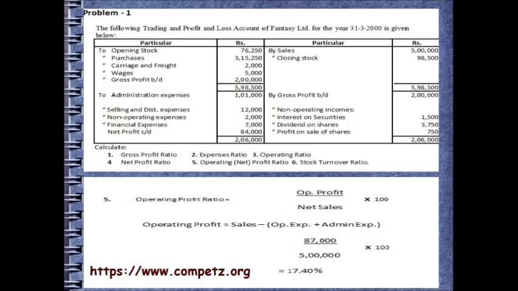5 lakhs minus your operating expense. Remember friends, operating expense we have just calculated. That is in your third ratio, operating ratio: COGS plus your operating expense, 3 lakhs plus 1,13,000, that is 4,13,000. So we will just write there 4,13,000. So sales is 5 lakh minus your 4,13,000 is equal to 87,000. 87,000 is your operating profit divided by net sales, 5 lakhs, multiplied by 100. You will get an answer 17.40% as your operating profit.